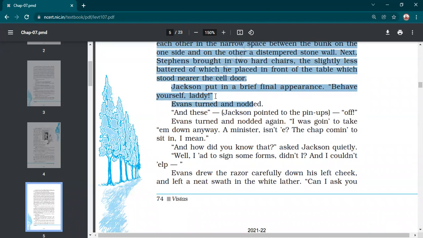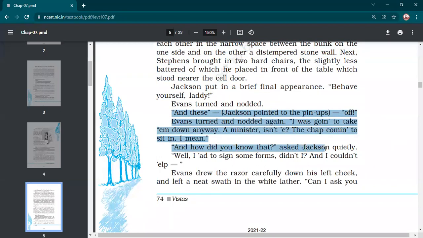So why is he calling the boy laddie? Laddie means lad. Lad को कहते हैं boy. So Jackson again gives a warning to Evans कि behave yourself. Exam शुरू होने वाला है and make sure you behave in a nice way.